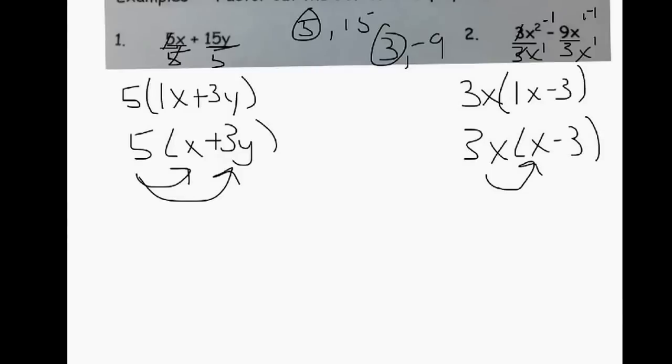Double rainbow to double check. 3x times x is 3x squared. 3x times negative 3 is negative 9x.